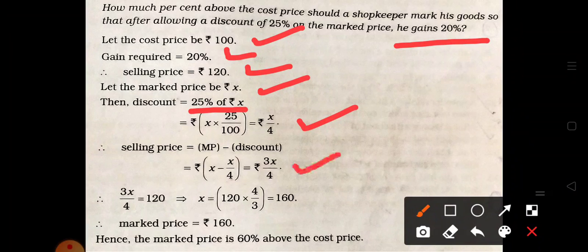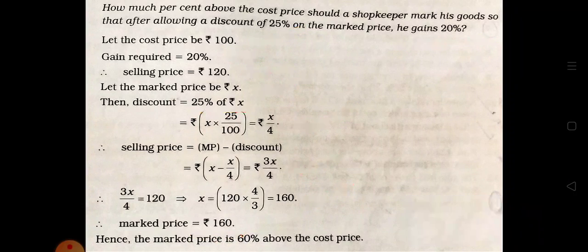Already we got a selling price of 120, and here we got a selling price of 3X by 4. So what will be the value of X? The value of X will be 160. Therefore the mark price of the article is 160, which is 60% above the cost price. I think you have understood the question. Now let us solve the next question.